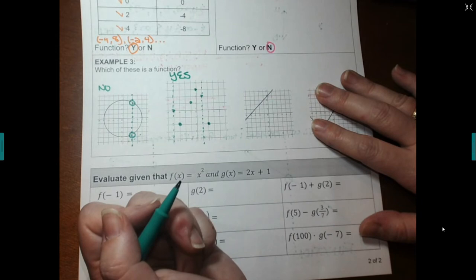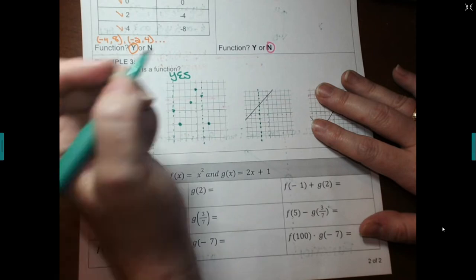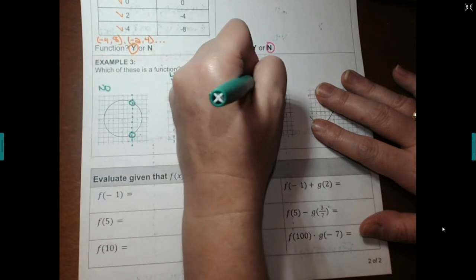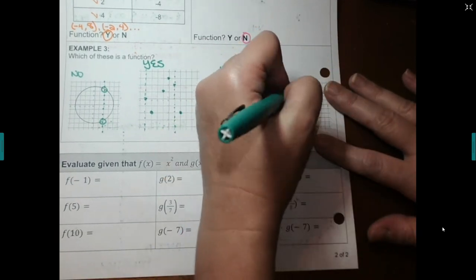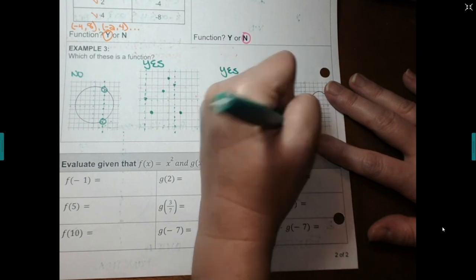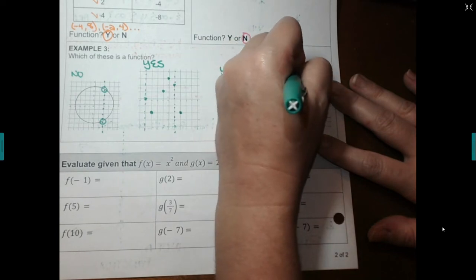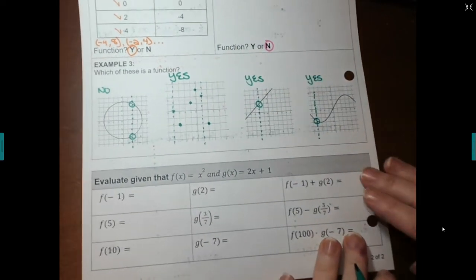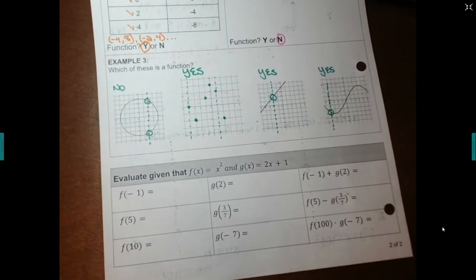Next up, on this line that we were talking about earlier, we can just toss a vertical line anywhere in there, and I know it's only going to cross one time, so that is a function. And last but not least, I can draw a vertical line on this one, and it's still only going to cross one time, so that also is a function. So the only one that doesn't pass the function test is this circle. Okay, go ahead and get caught up on that, and then we're going to go on to evaluating functions and talking about function notation.